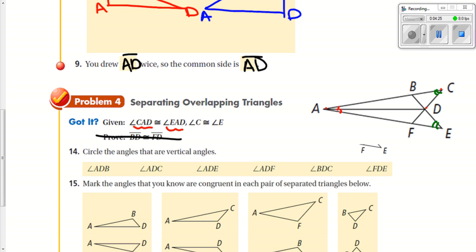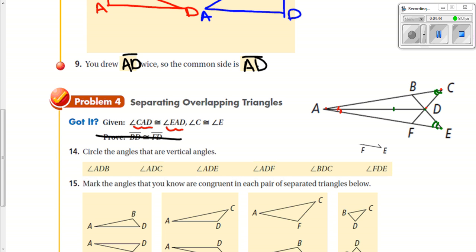So I could prove which two triangles congruent. I know this is not what it's asking us, but let's think about what we know. We could do triangle CAD and DAE, because we could have angle, angle, and then a reflexive side right there.